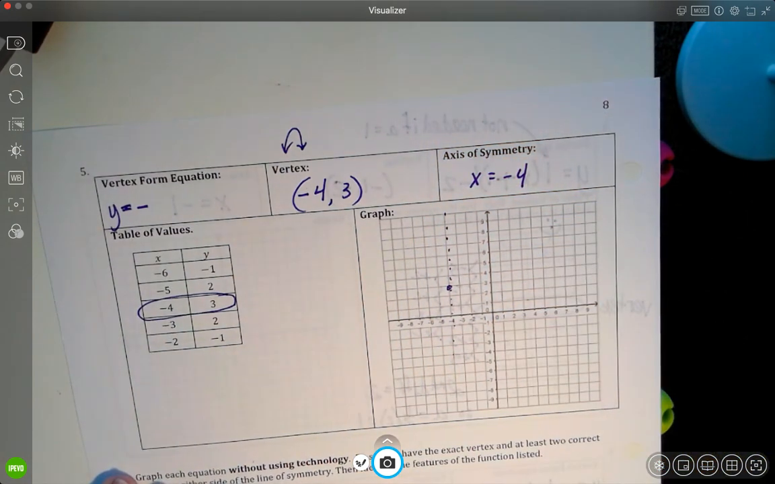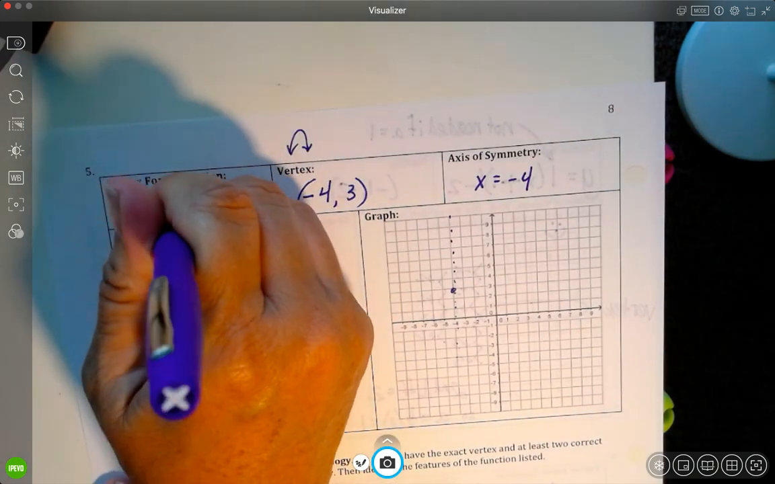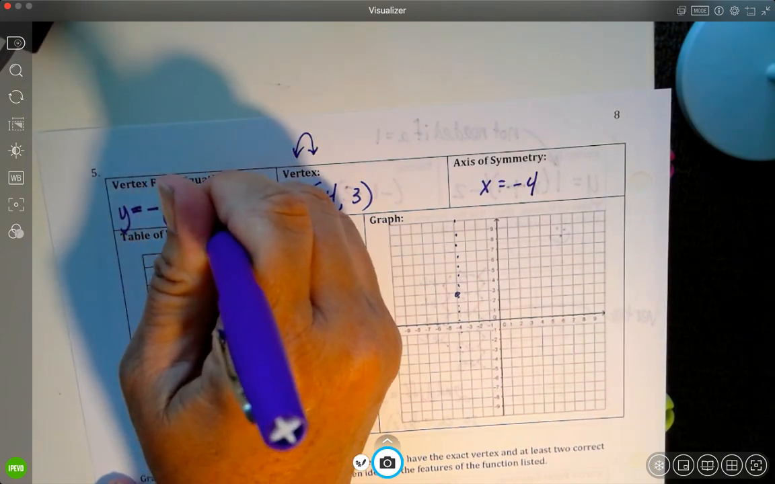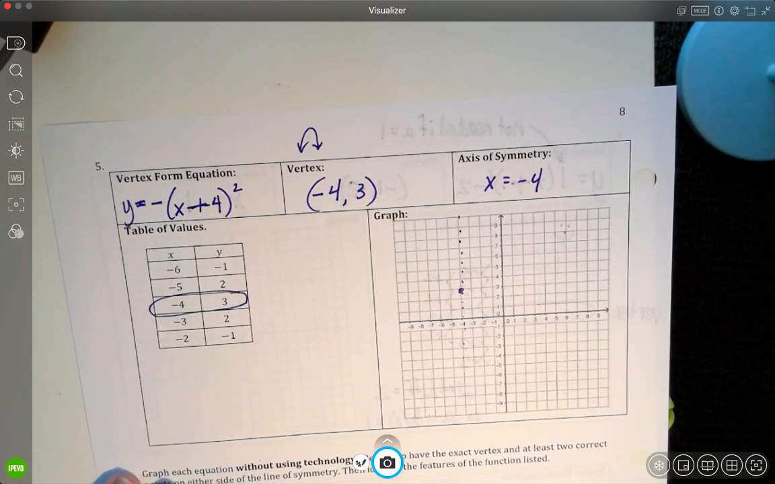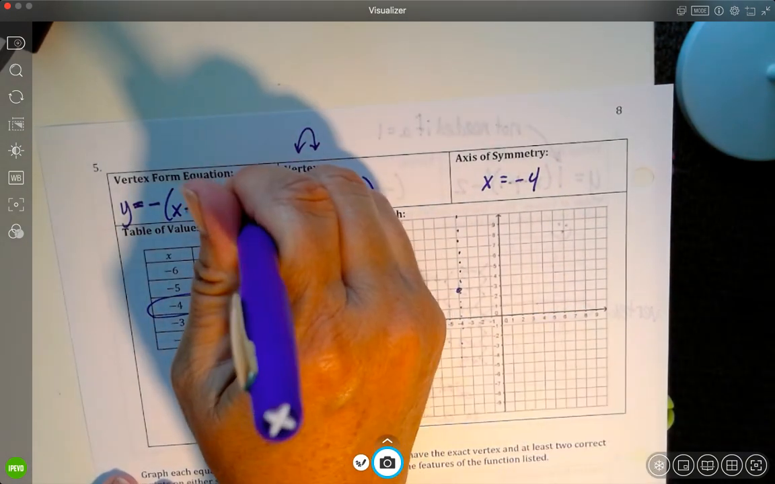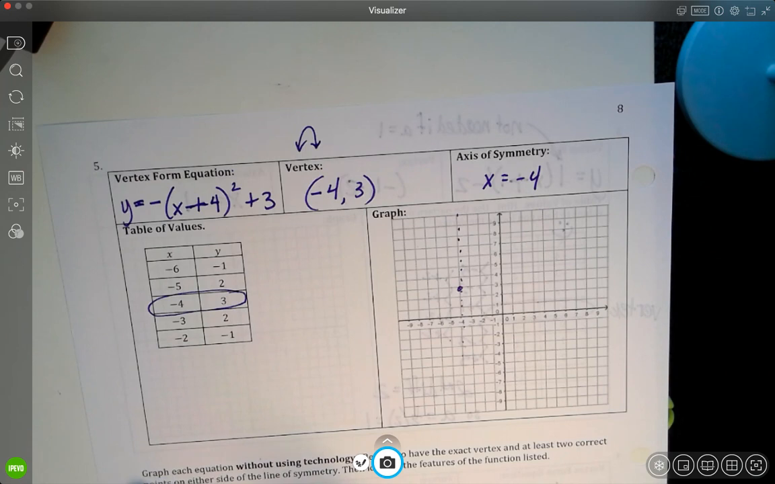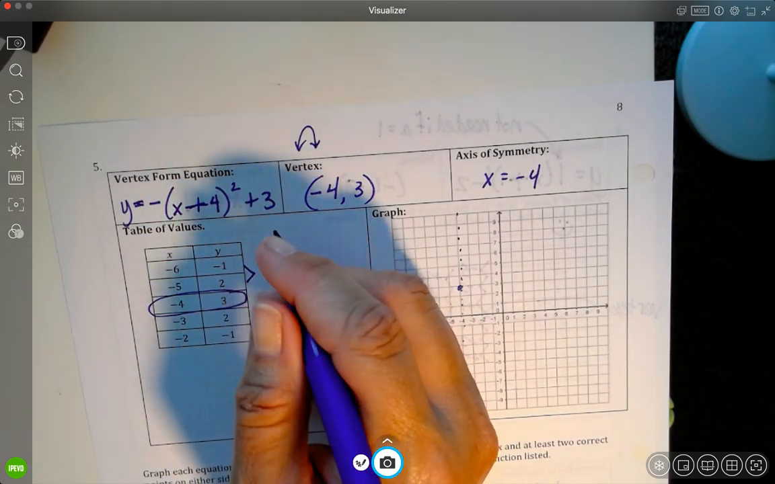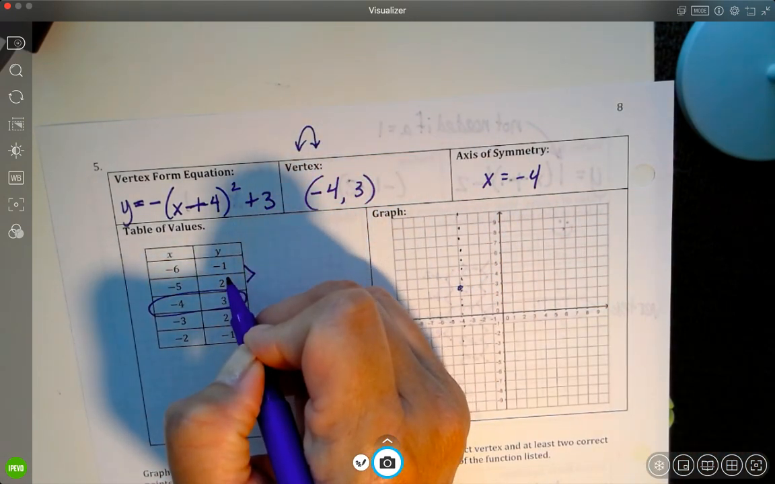Okay, but I want to go ahead and find the rest of my equation. So I already know my vertex, which is -4. So x minus -4 would actually be x plus 4, right? And then plus 3. And we want to find out what A is, right? We want to find out if it's more narrow or whatnot. So since it's in order, I could graph it and count like I did on the last one, but let's just use the table. Since it's in order by 1.